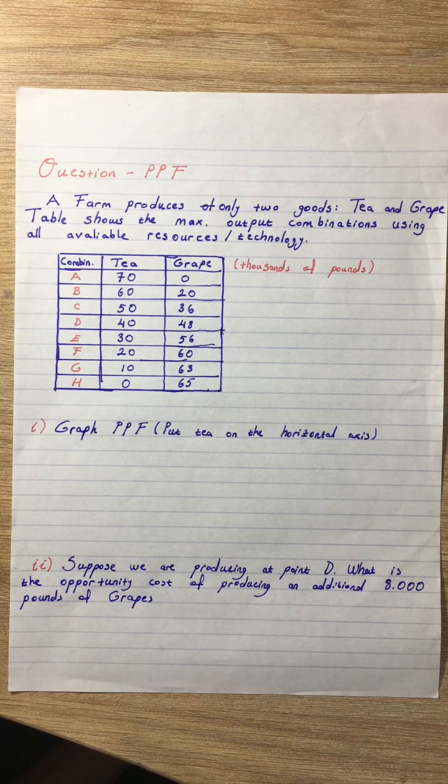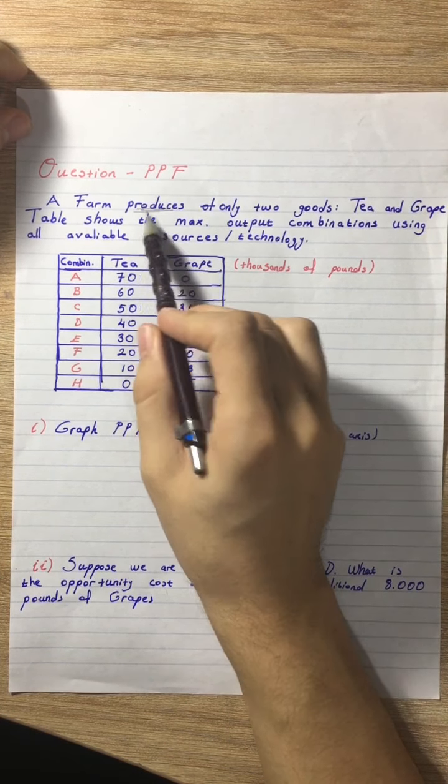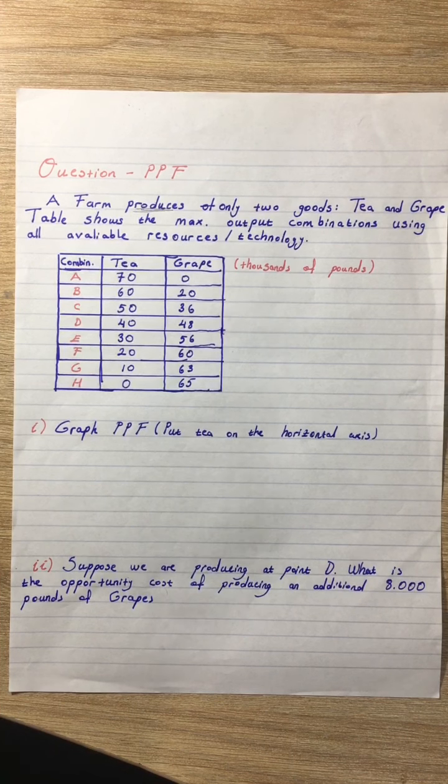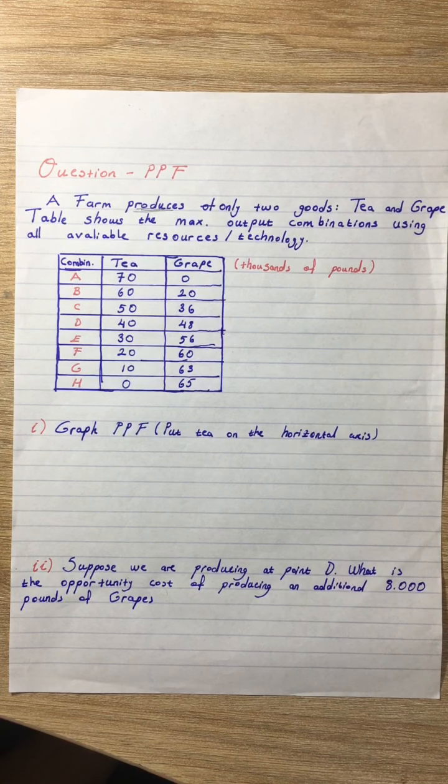Let's continue with our second question in the problem set. In this question it says a farm produces only 2 goods. The essential word here is producing, so it's not a budget constraint. A farm produces only 2 goods, tea and grape. The table shows the maximum output combinations using all available resources and technology. So we see here different combinations of tea and grape that we can produce. It says graph the production possibilities curve and put tea on the horizontal axis.